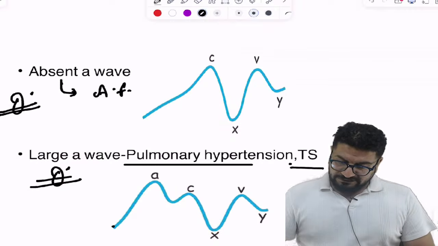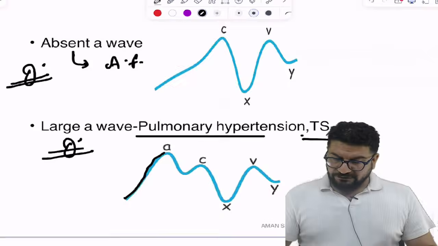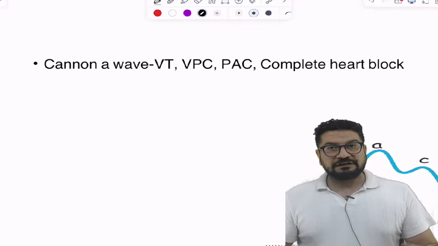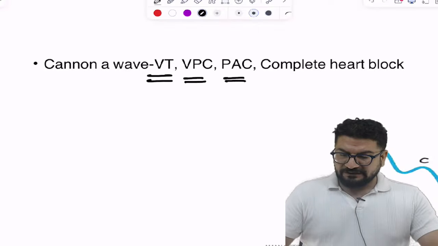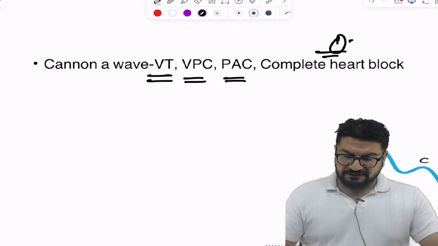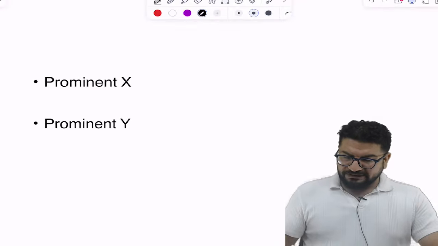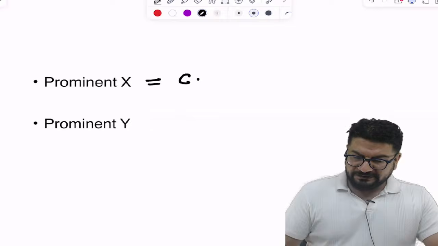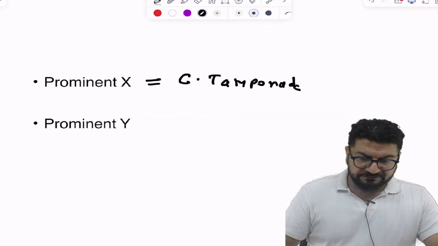So this A wave will be large. Sometimes you can see this A wave is very large. When it is very large, we call this cannon A wave. Now understand, cannon A wave is seen in VT, VPC, PAC and complete heart block. Okay, next what we have? We have prominent X. It is seen in cardiac tamponade.